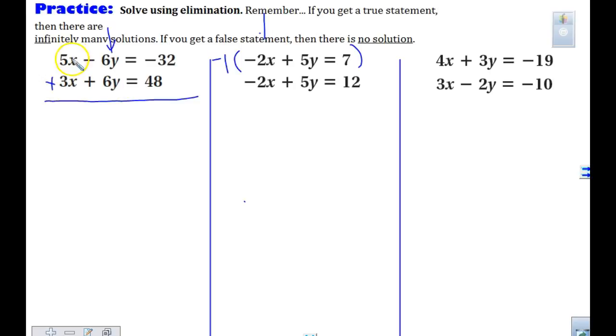Thank you. We should have, Georgia, what? 8x equals, careful, 16. So 48 minus 32. We're going to divide both sides by 8, and x equals 2.